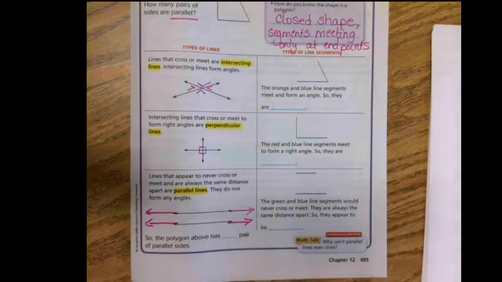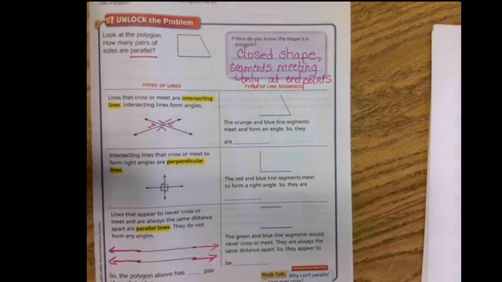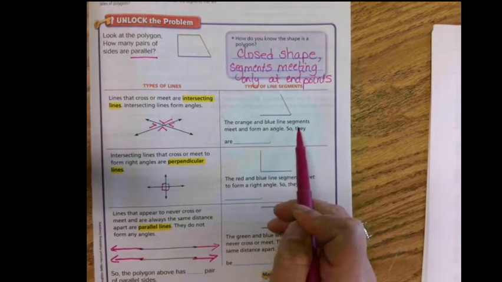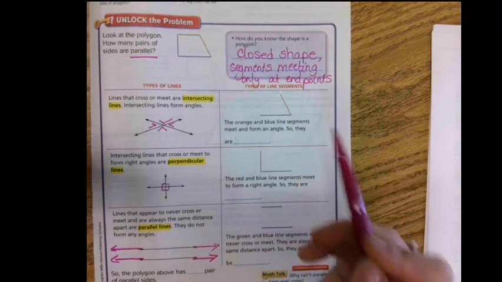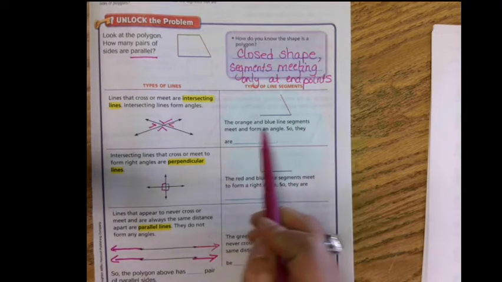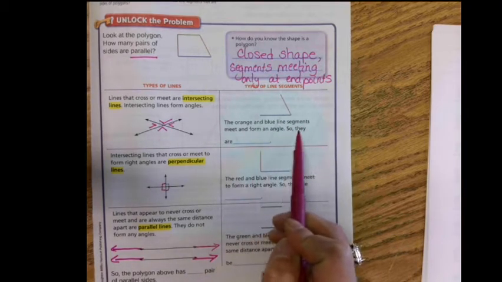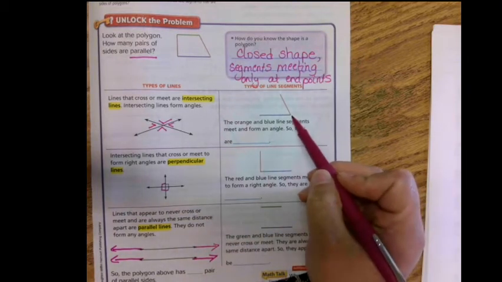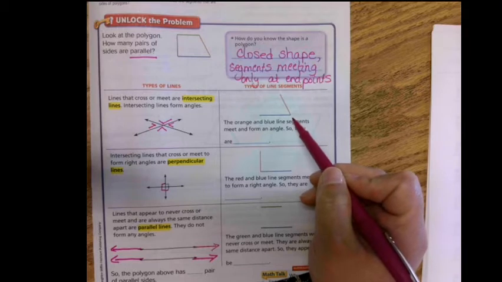Now, let's look over here. Now we can dig in. It says the orange and the blue line segments. Oh my goodness, whoever wrote this must be an Auburn fan. War Eagle. The orange and blue line segments meet and form an angle. So they are, now, would you call this a perpendicular or an intersecting line?